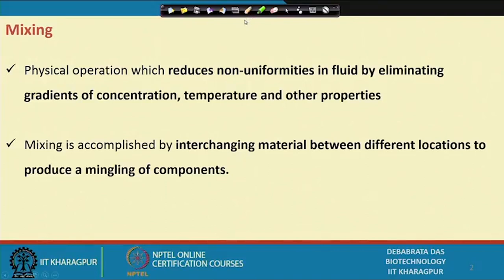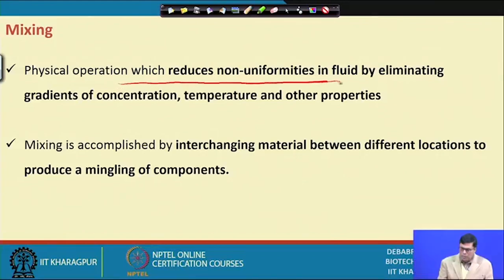And today I want to discuss mixing. That is another very important aspect of the chemical and biochemical industries, how these transfer phenomena play a very important role. First, let us know what we mean by mixing. Mixing means that which makes uniformity in the reaction mixture. As for example, the physical operation which reduces non-uniformity in fluid by eliminating the gradient of concentration, temperature and other properties.